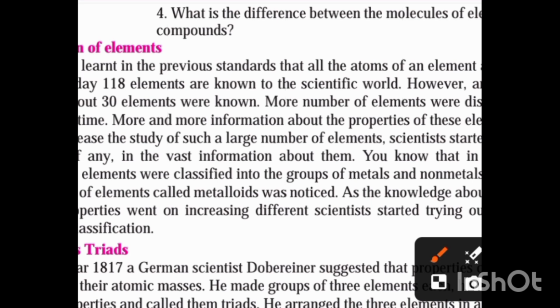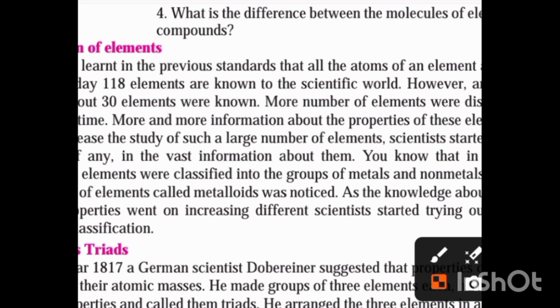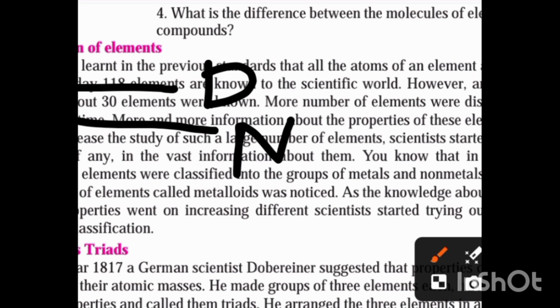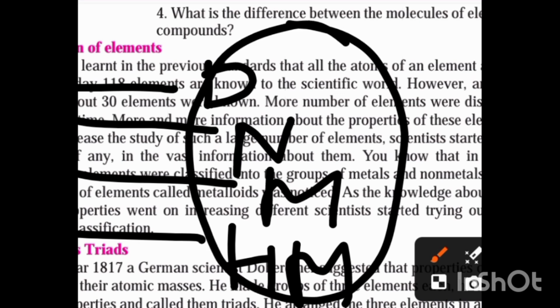There are four scientists who classified the elements. I'll write their names in short. The classification was given firstly by Dobereiner, then by Newlands, then Mendeleev, and then Henry Moseley. These are the four scientists who gave classifications.